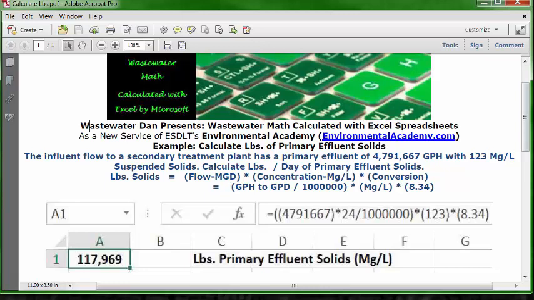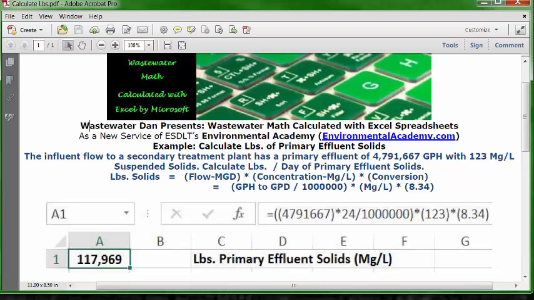You can go to a blank spreadsheet. You can actually type in cell C1 the answer, which is pounds of primary effluent solids using milligrams per liter as the concentration. You can go to A1. You can format it as full numbers with commas for every thousands. You can make it bold and centered. And you can simply type in this formula in the formula bar.